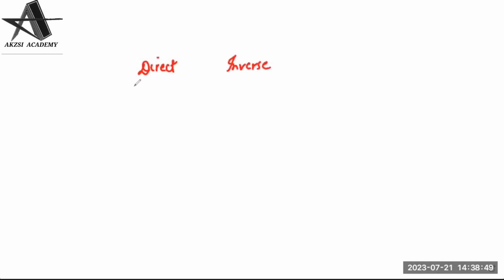Direct means when one variable is increasing, another will increase. When one variable decreases, another will decrease. That is the meaning of direct relationship. Inverse relationship is something that is opposite of each other. That means if one is increasing, the other will decrease, and if one is decreasing, the other will increase.